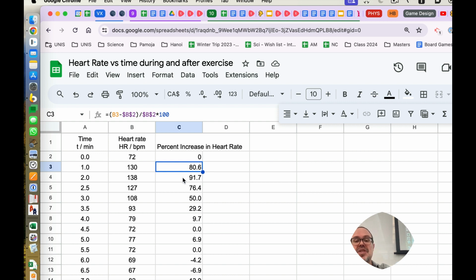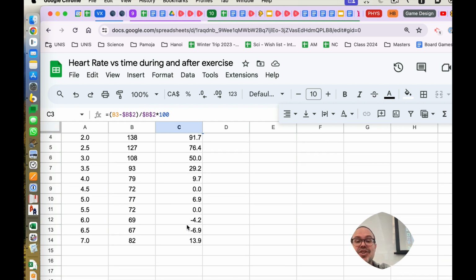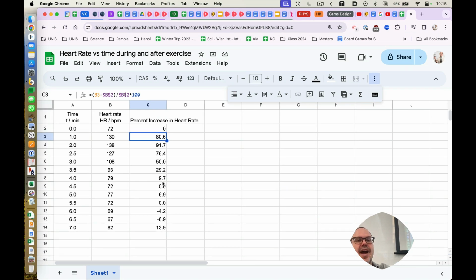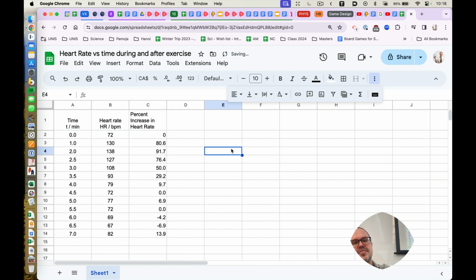So you can see there's a huge percent increase. There's actually a decrease for some of this as the students' heart rate went lower than the resting heart rate. That's kind of interesting. So you have to make two graphs. One graph of time versus heart rate, and one graph, I need to wrap this as well, and we're like out of time. Percent increase in heart rate. Where's wrap? Here's wrap. Wrap, that's better.